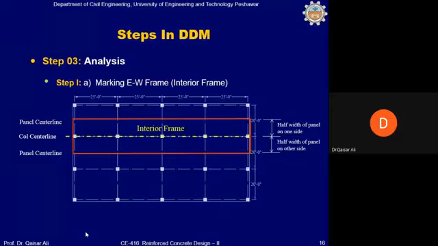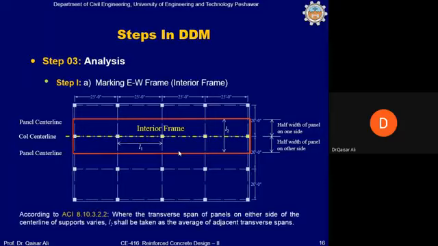This is the interior frame: half width of the panel on one side of the column center line and half width of the panel on the other side. L2 is the width of this frame, and L1 is the design length of this frame. Every panel length will be L1. What does this mean actually?